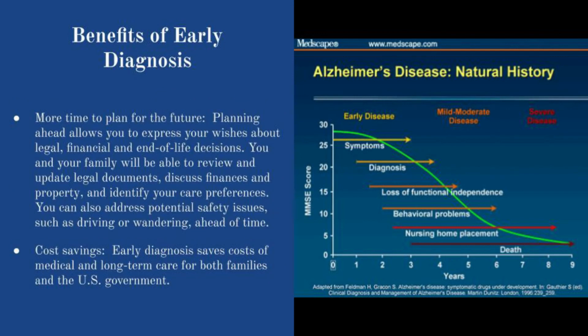There's also more time to plan for the future. Planning ahead allows you or your family member to express their wishes about legal, financial, and end-of-life decisions. You will be able to review and update legal documents, discuss finances and property, and of course, identify care preferences. There can also be potential safety issues that can be addressed and understood at this early stage, such as driving or wandering, and the decisions can actually be made ahead of time.